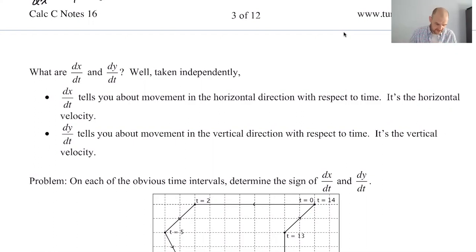And then y is going to tell us basically the same thing, but for the vertical direction, right? So if dy/dt is positive, you're moving up. If dy/dt is negative, you're moving down, that kind of thing.